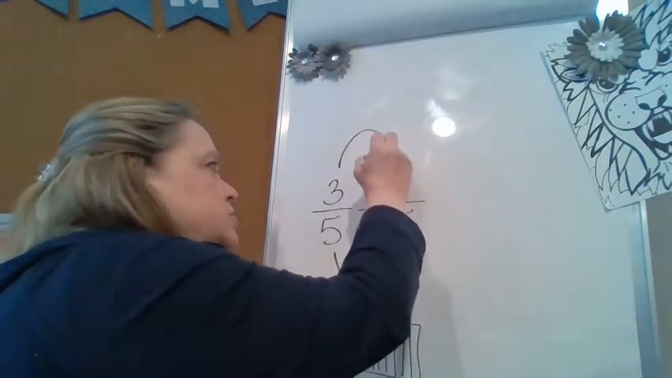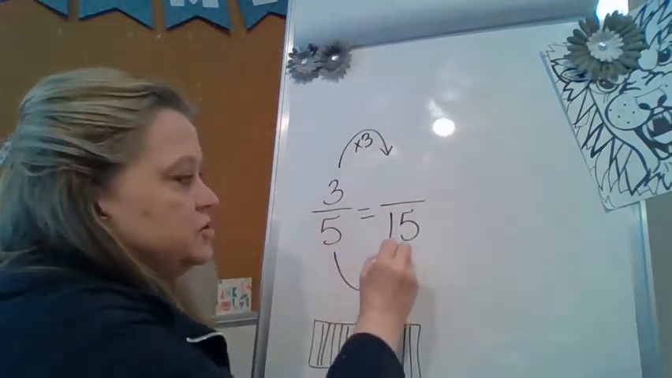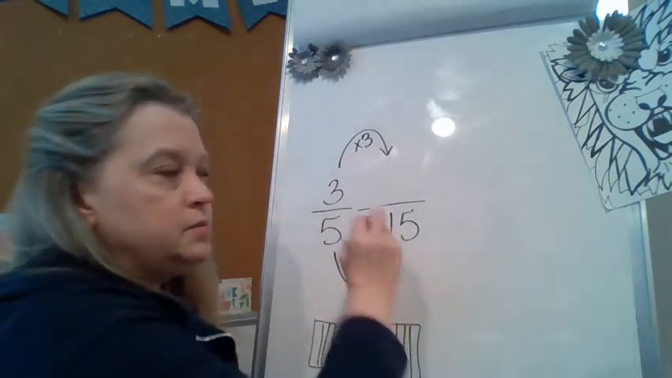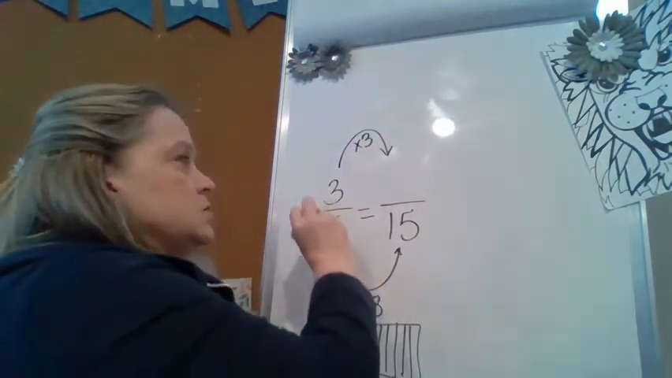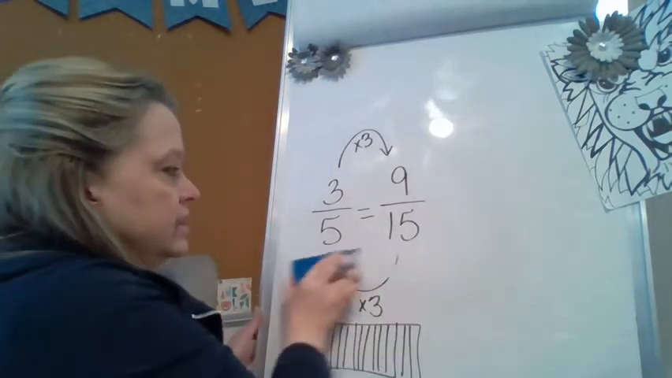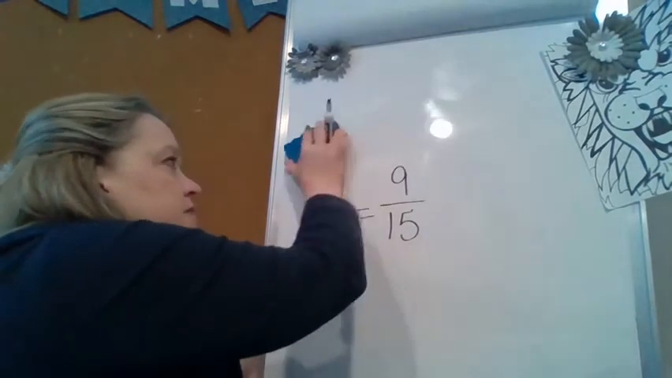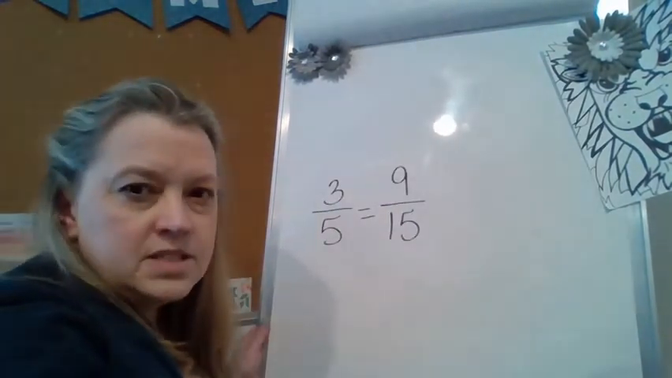Now, what do I need to do to the top? Whatever you did to the bottom, multiplying by 3, you're going to do to the top as well. So what is 3 times 3? 9. So when we look at it, our equivalent fractions are 3/5 is equal to 9/15.